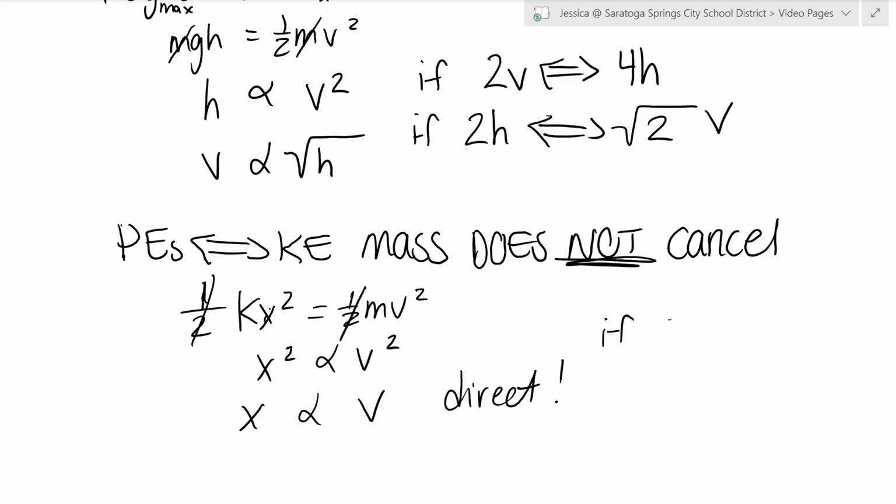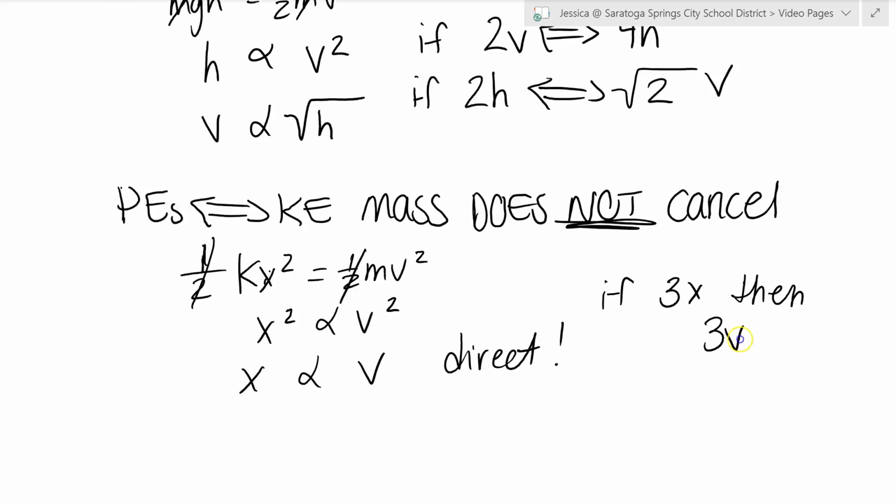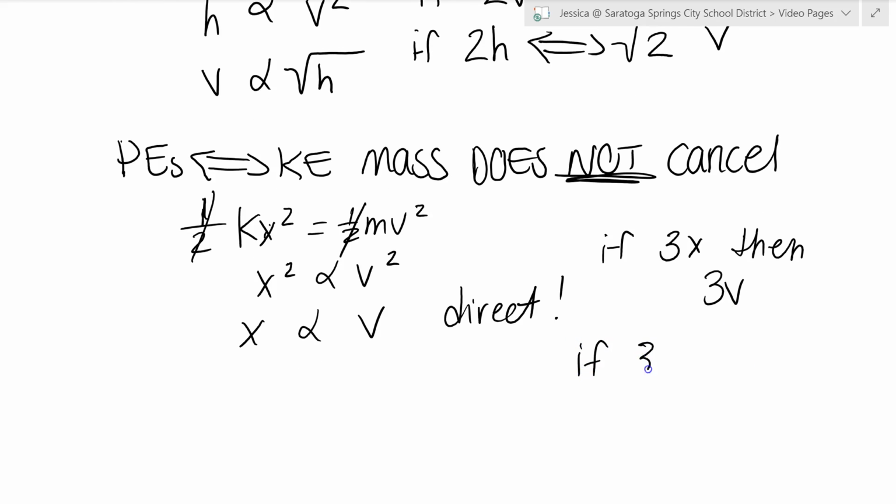So if I triple x, then we are going to triple the velocity. But remember, if I triple x, then the total energy is 9 times as great, because remember, the total energy is set by either the kinetic energy or the maximum spring potential energy. So if I triple x, x and E total have a squared relationship, so I've got to square the 3.